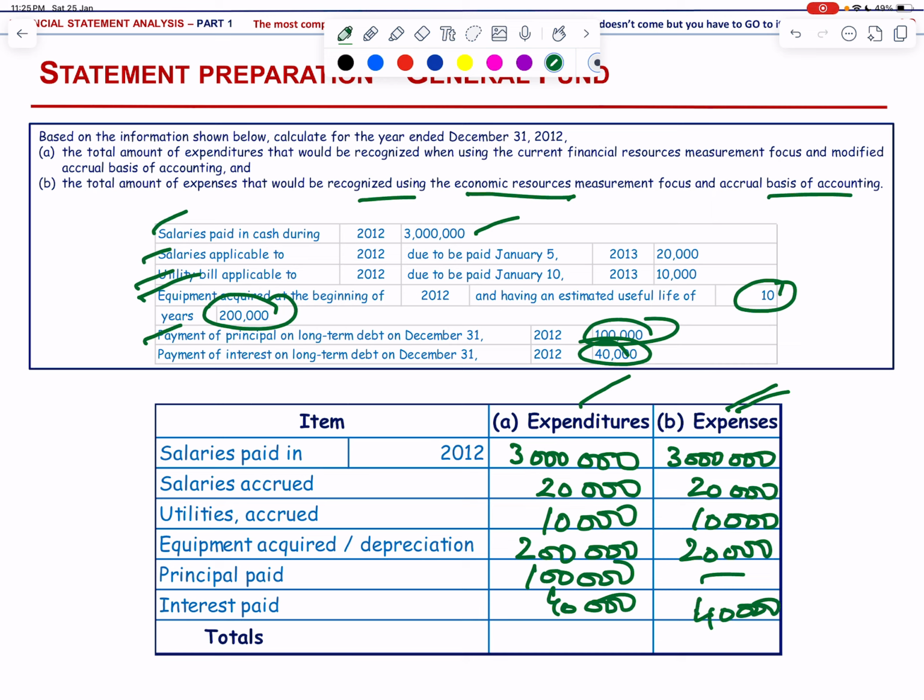So if we make the total, this will be 3,370,000, and this will be 3,090,000. So that's how we get the total expenditure and the total expenses. And this completes the second video on the use of funds in governmental accounting.